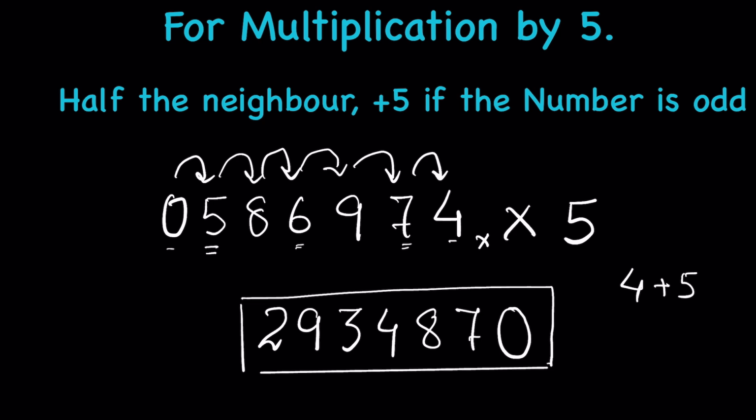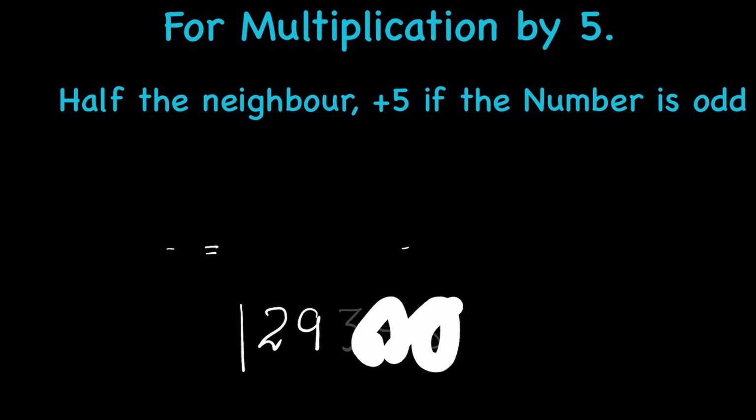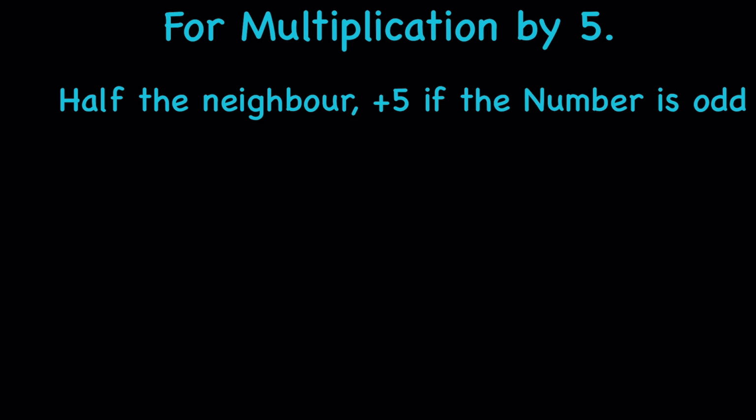So we understood how multiplication with 5 is done using this Trachtenberg system of multiplication. Now you can do it, practice it, and play this game with your friends.